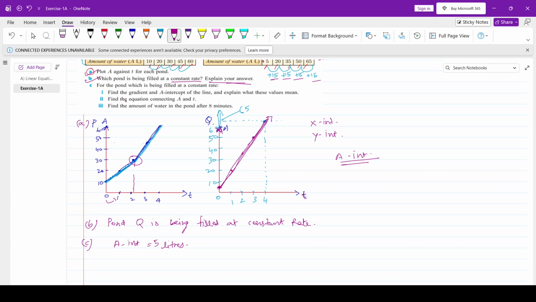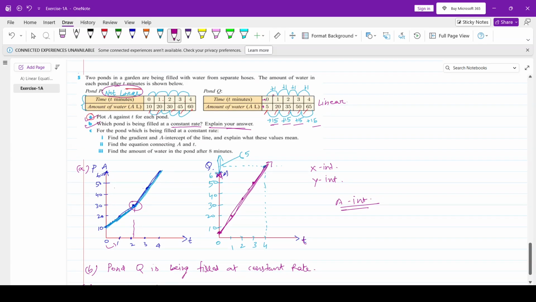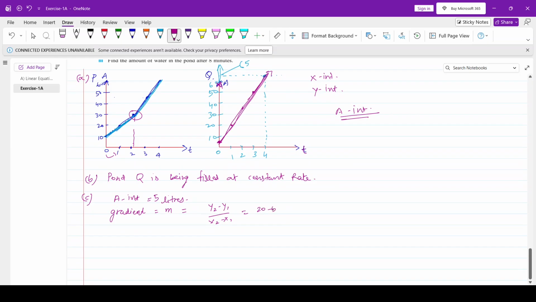It is also asking for the gradient. Find the gradient. Now gradient m is equal to y2 minus y1 over x2 minus x1. Now we can pick any 2 points from here. For the sake of simplicity, I'll pick the first 2 points only. So it will be 20 minus 5 over 1 minus 0. That will be 15 liters per minute. This is our answer.